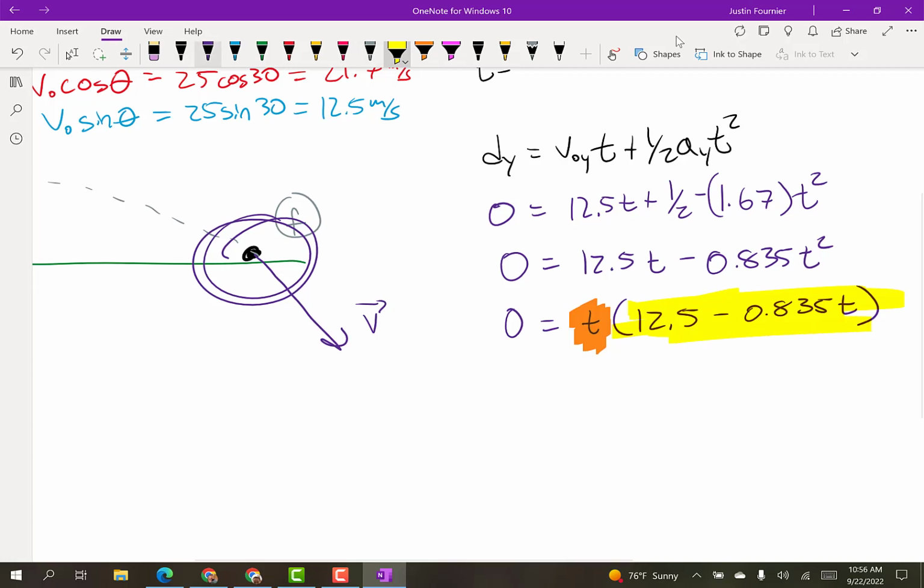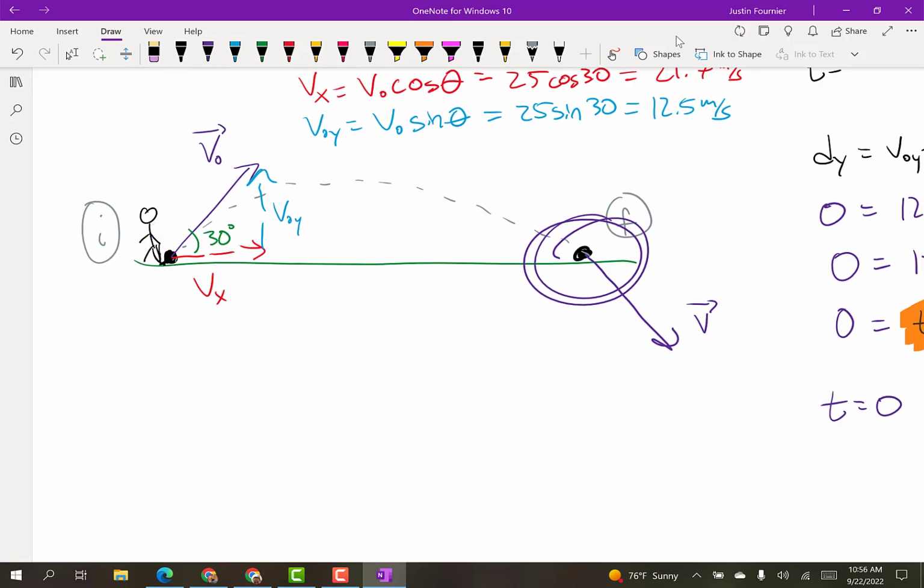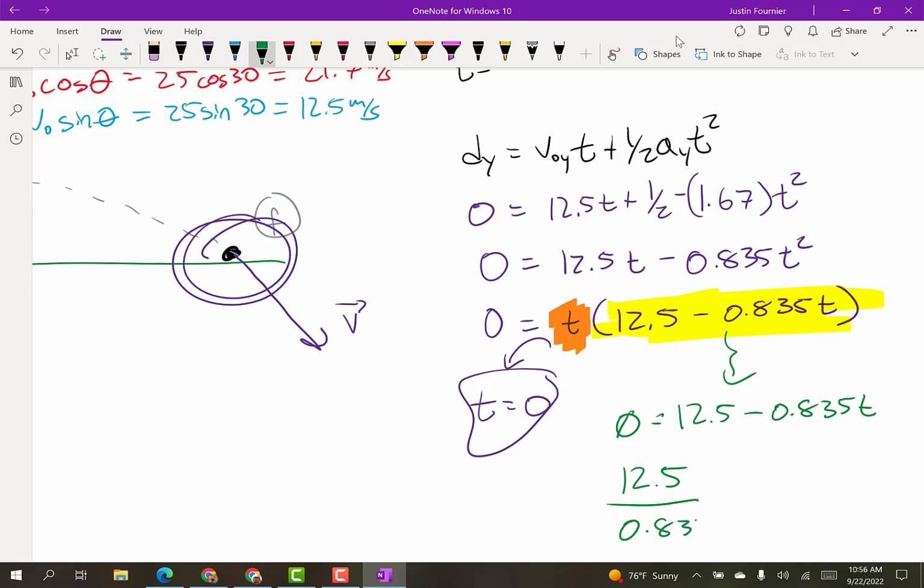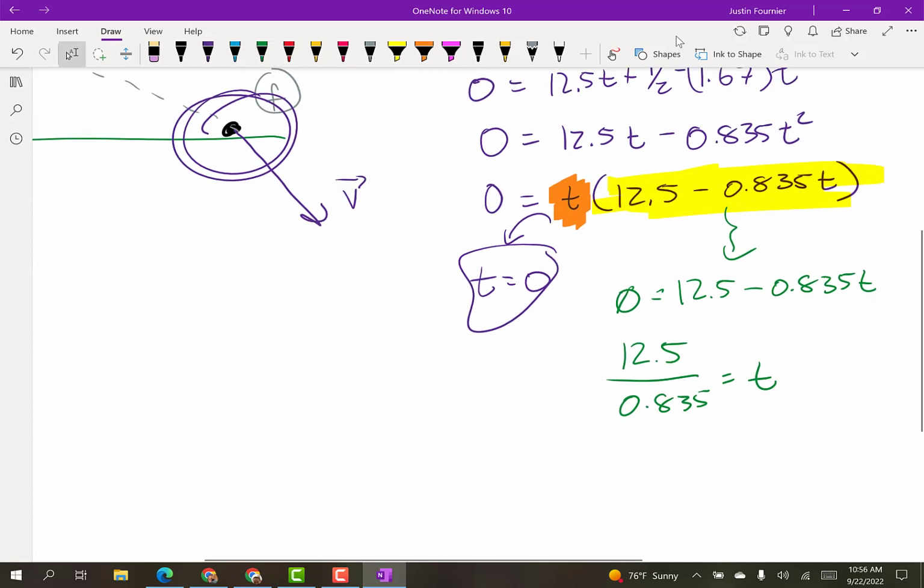So I have one situation where t equals 0, and that's basically when the ball was down here, on the ground. And then the other situation: 12.5 minus 0.835 t is equal to 0. A little bit of algebra, and you get 12.5 divided by 0.835 is the time. I'm getting about 15, so 15 seconds. So there you go, there's part A.